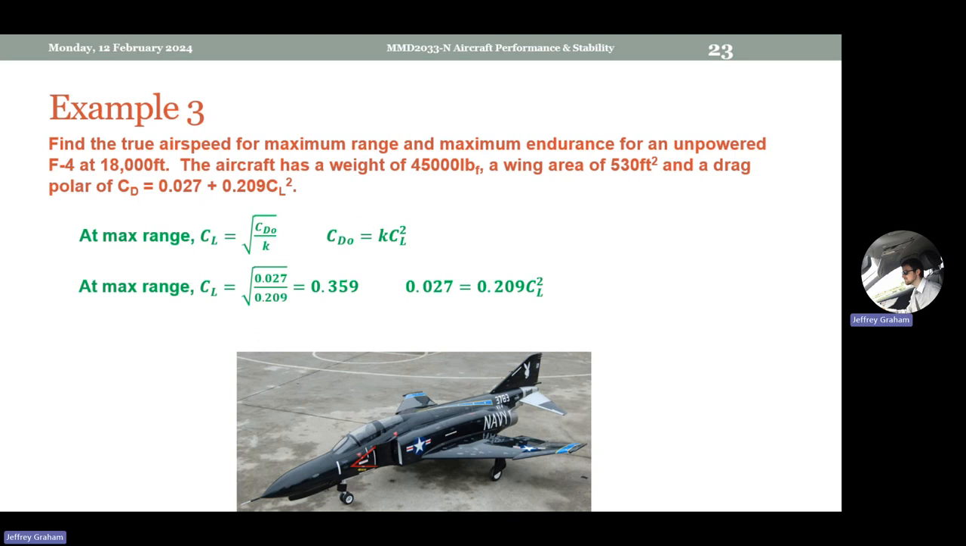And the rest of it is just the lift formula rearranged. So true airspeed is going to be the square root of 2 times the weight. This is assuming for a small angle, you can take the small angle theory, 2 times the weight over the density, the area, CL.